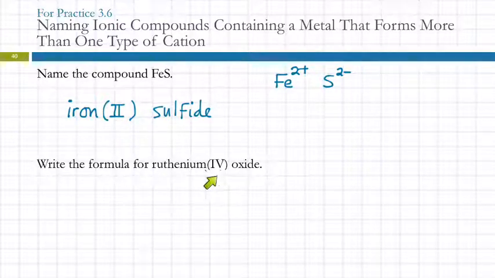So here's a name. Write the formula. There's ruthenium-4. I don't think ruthenium was on the list of things I made you memorize. So then you know, if you don't know what it is, look it up. It's Ru. What does this Roman numeral tell us? It tells us the charge on the ruthenium ion. It's 4 plus. And then oxide, that's oxygen, and what charge does oxygen have as an ion? -2.